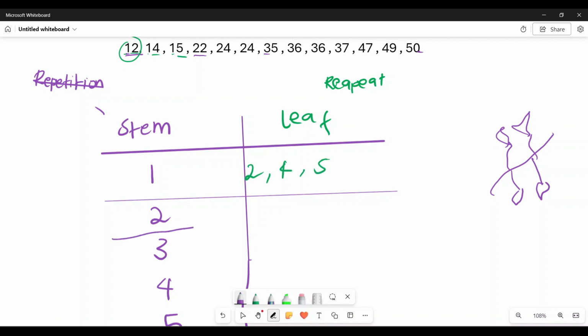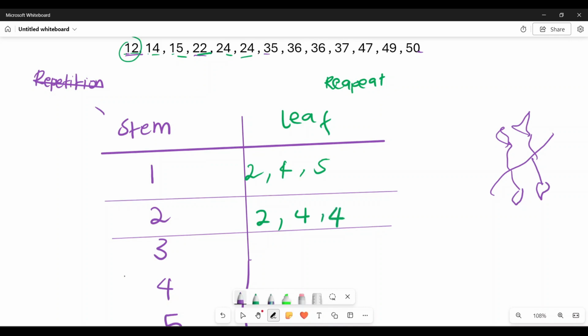Now, doing the same for my second stem, which is 2. What are those leaves which grow on my 2 stem? I'm going to focus on my 20s. I have 22 here, meaning that the first leaf will be 2. I have 4, and I have another 4, because my 24s, they are 2.